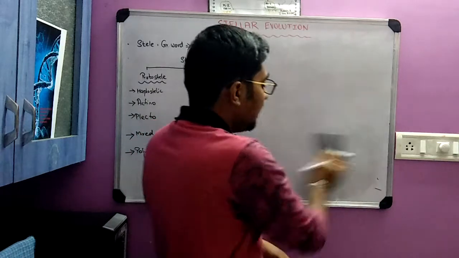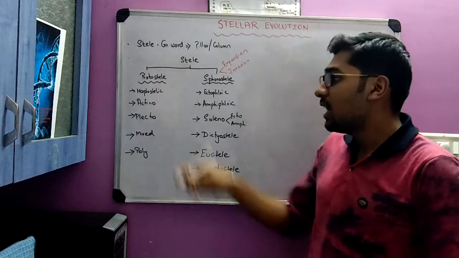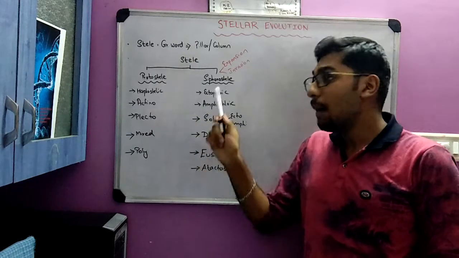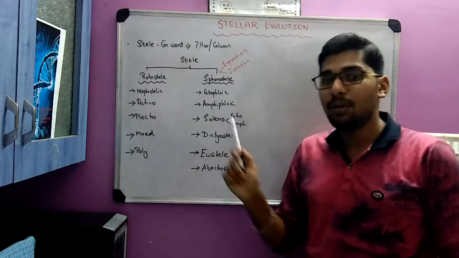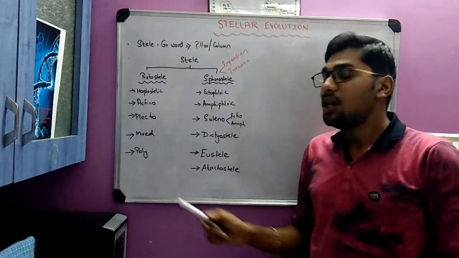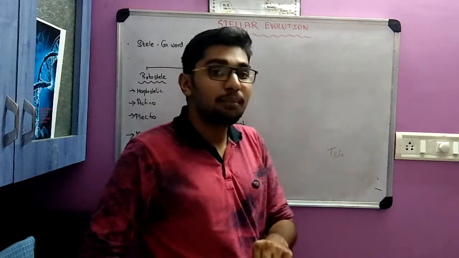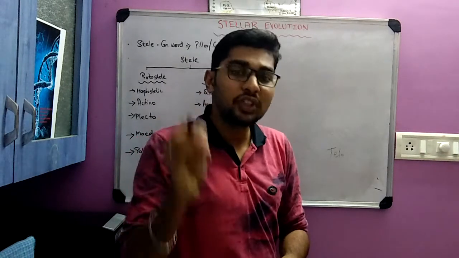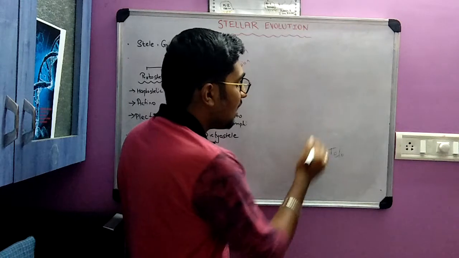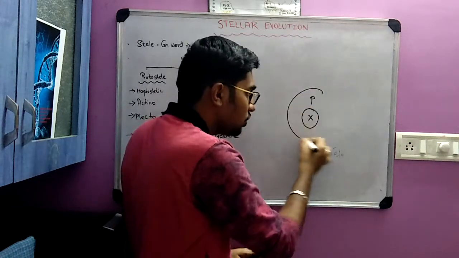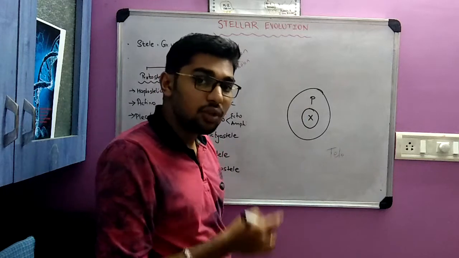So under protostele, we have 5 major types: haplostelic protostele or haplostele, actinostele, plectostele, mixed protostele, and polystele. So what is haplostelic protostele? Haplostelic protostele is the most primitive or simplest type, where you have xylem. Surrounding the xylem is phloem tissue, that is the food conducting tissue.